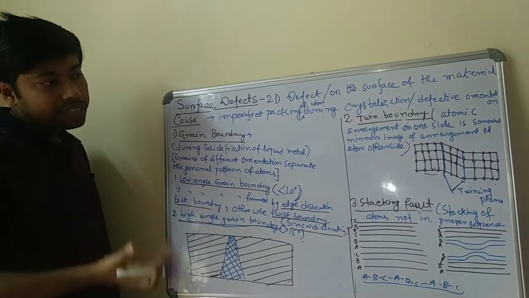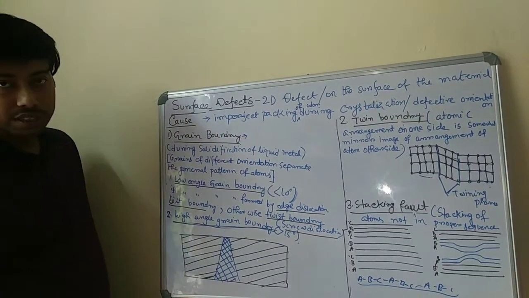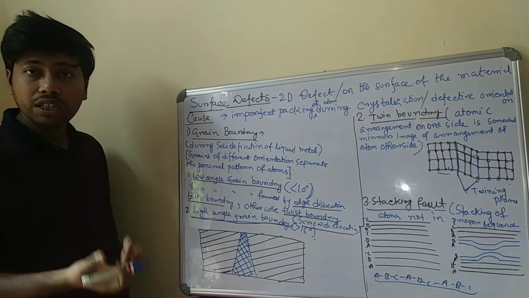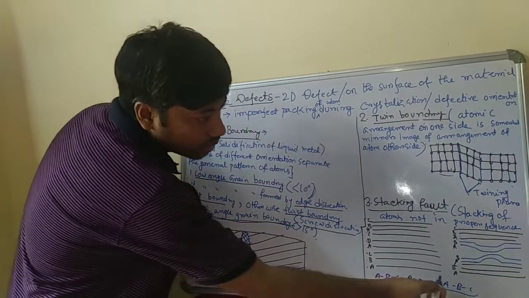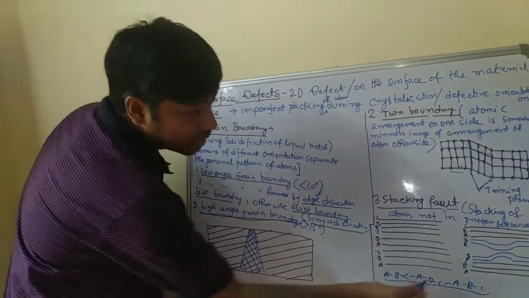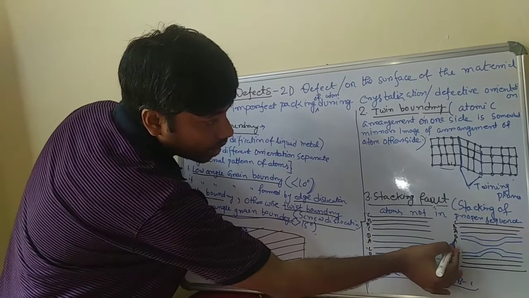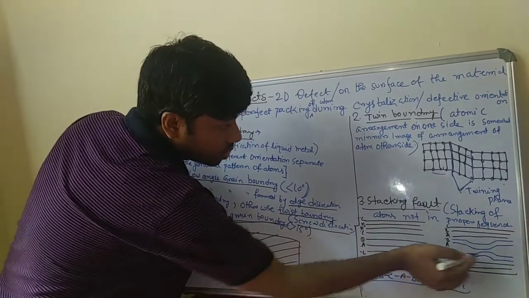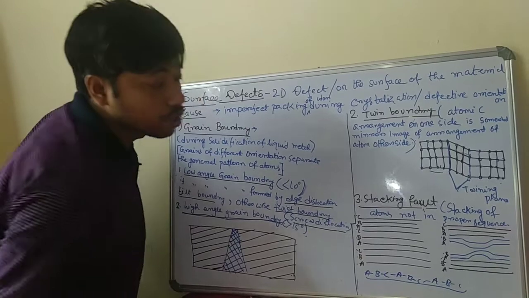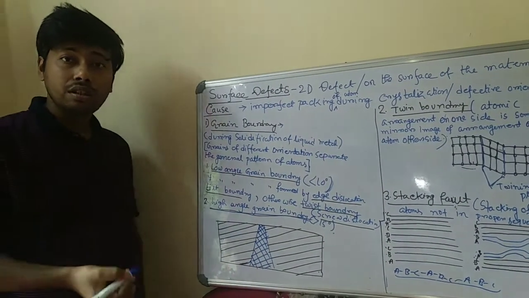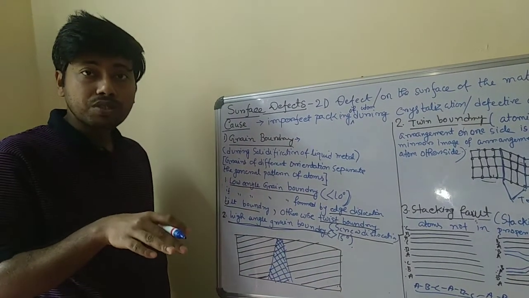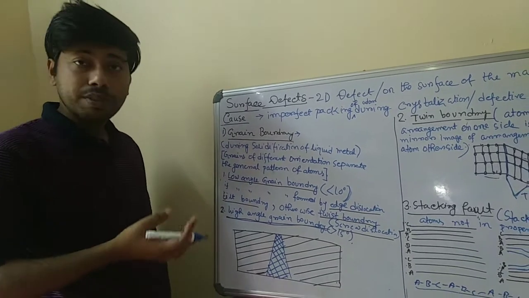Now, it may happen during solidification, during imperfect packing of atoms during crystallization, or due to defective orientation, that one atomic plane is missed. So instead of ABC it becomes AB, AB. There is no C plane. Due to the missing C plane, some disorderliness occurs within the structure of the crystal. The atomic arrangement is not in proper sequence. That will be a defect, and it will be seen in the surface of the material.